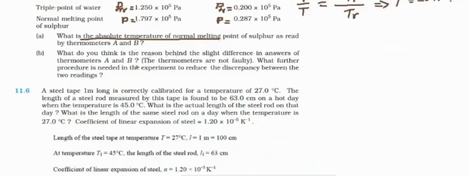Part B. What do you think is the reason behind the slight difference in answers of thermometers A and B? Actually, you are measuring the temperature using two thermometers, but when you complete the calculations, you can see there is a small difference in the measurement, which is not expected. So, what is the reason for that? Okay, reason for the discrepancy in the measurement. So, we can explain the discrepancy.